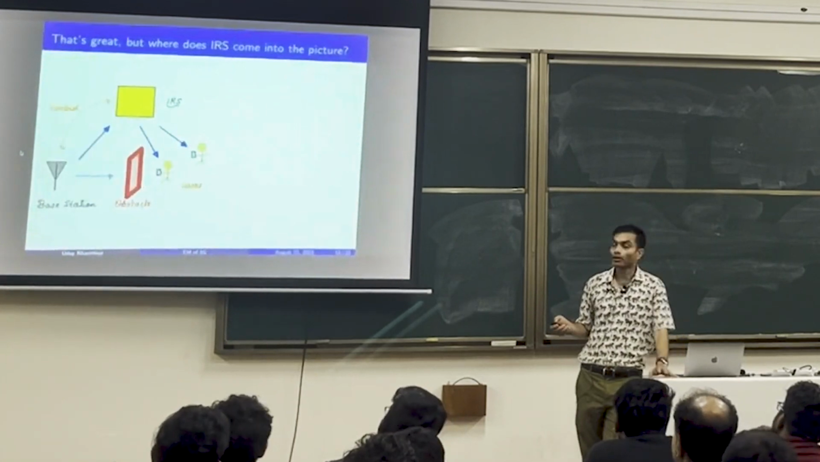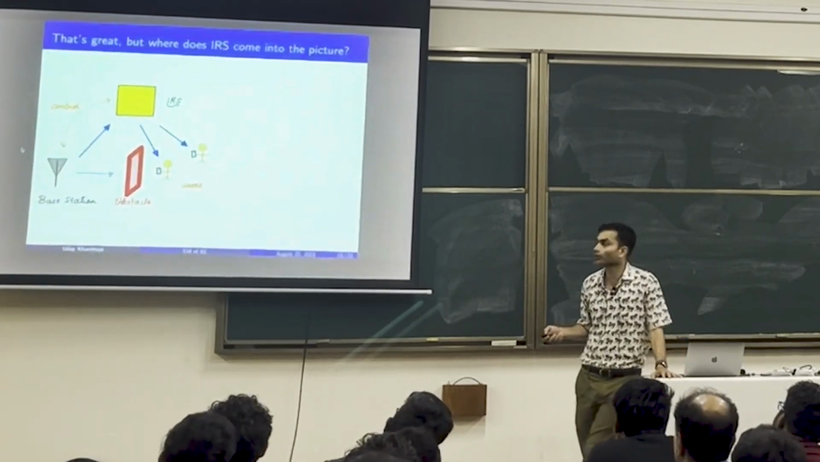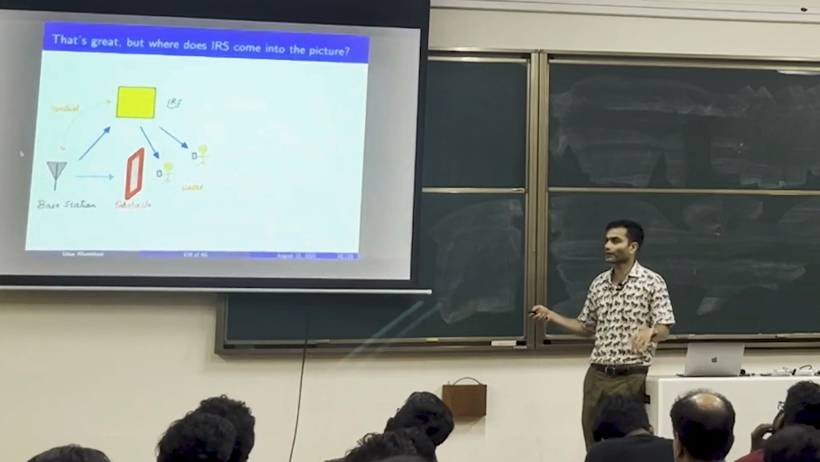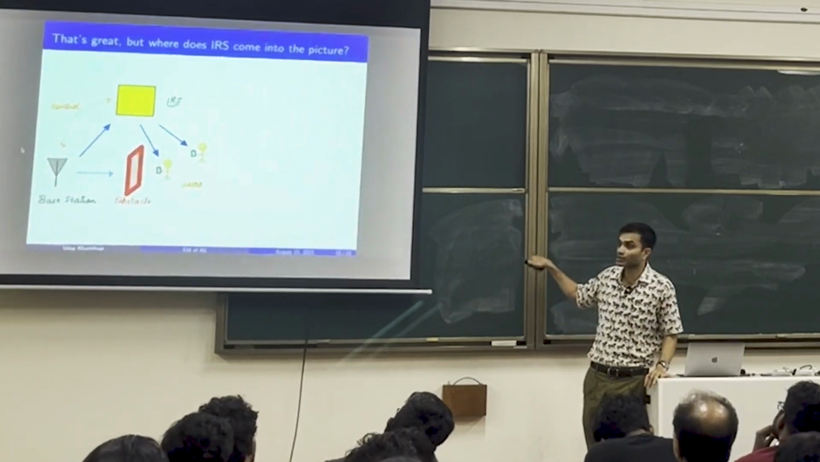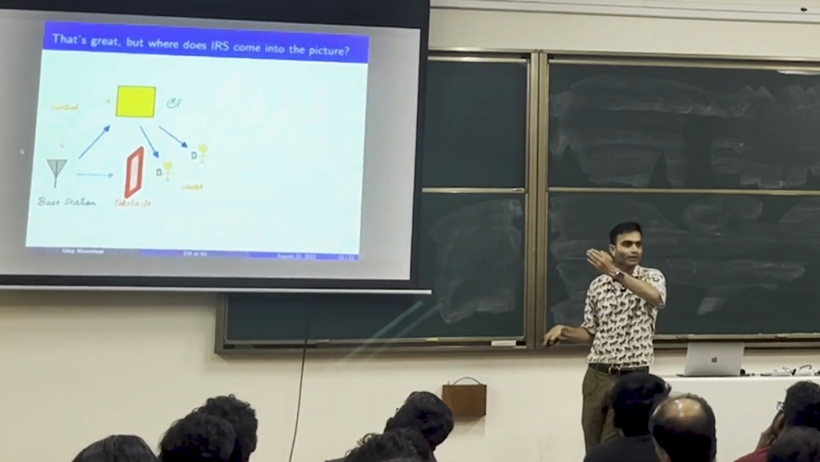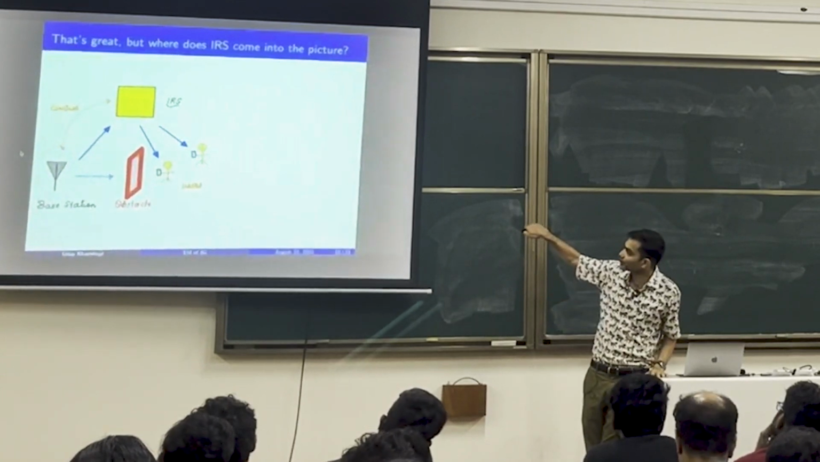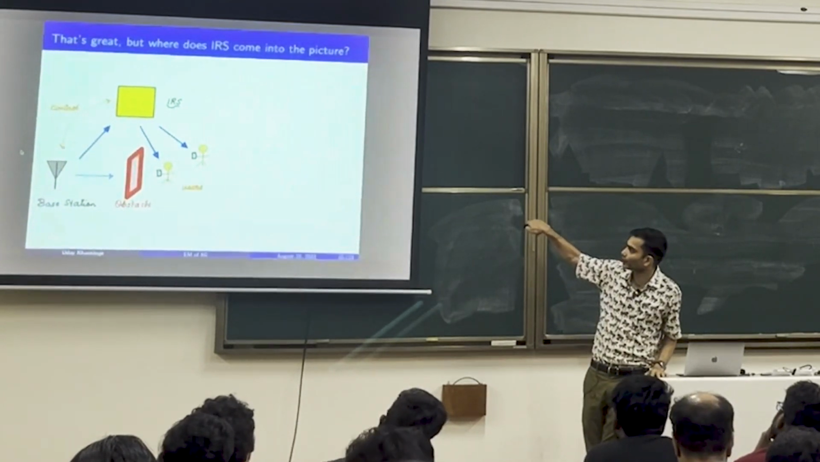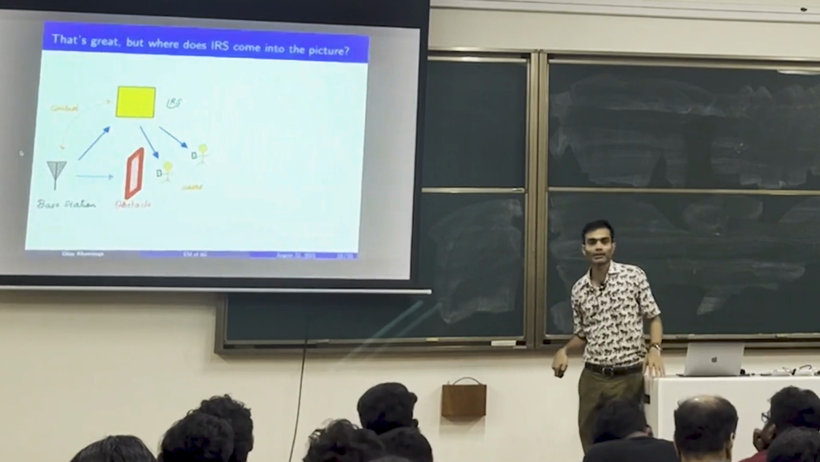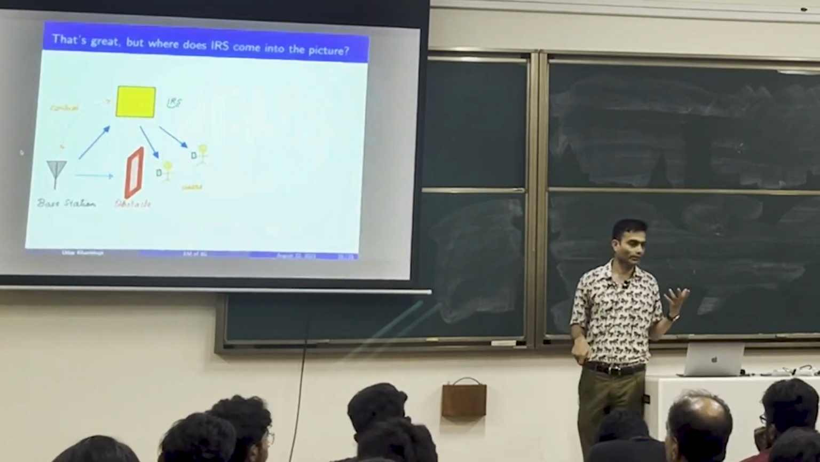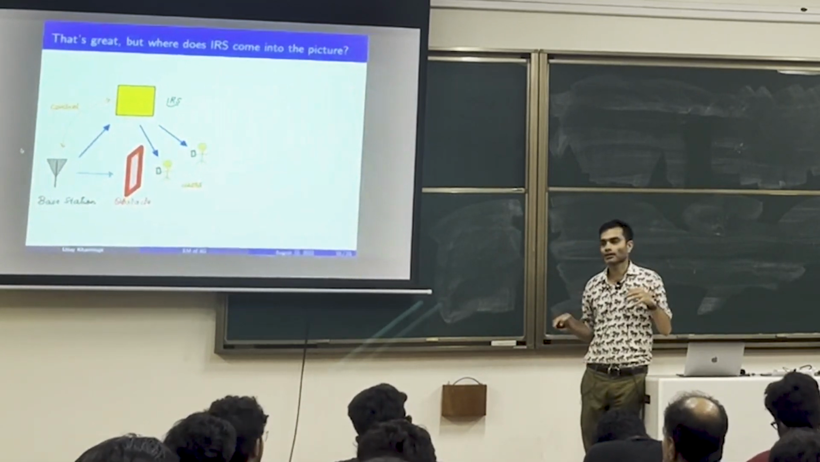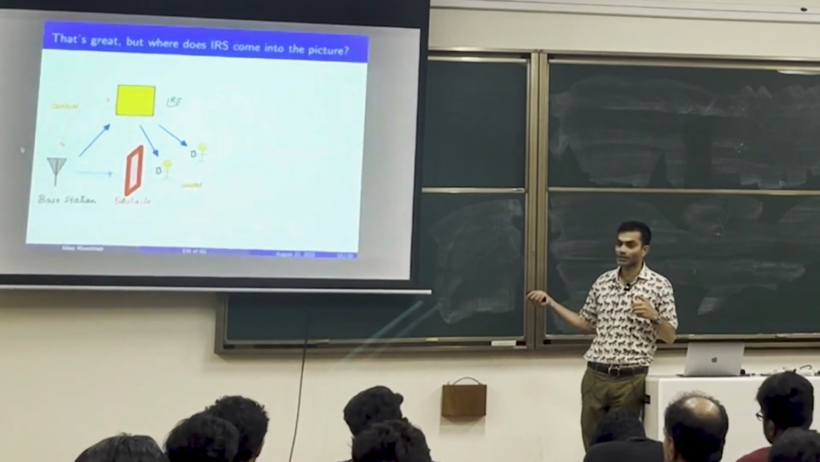Now, how does this feature in the whole IRS system? There was a question over here about how I know where the user is, and how I know where to tilt the direction. You notice this yellow dotted line between the base station and the IRS. This is some kind of a control channel which is going to figure out where the user is.